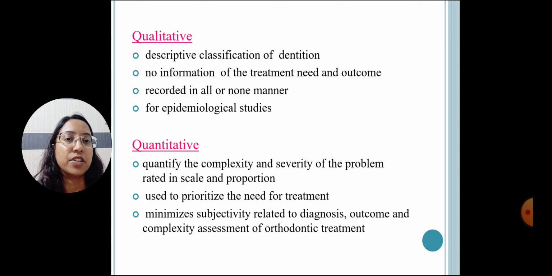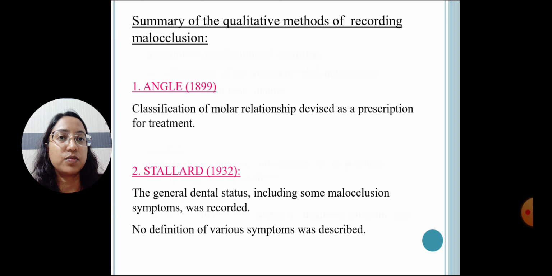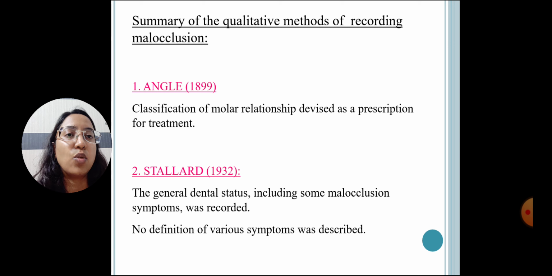Whereas a quantitative index quantifies the complexity and severity of the problem, rated in scale and proportion. It is used to prioritize the need for treatment, and it minimizes subjectivity related to diagnosis, outcome, and complexity assessment of the orthodontic treatment. So if we see certain qualitative methods of recording malocclusion, as we told earlier, Angle's classification of malocclusion, where we have class 1, class 2, and class 3 molar relationship.